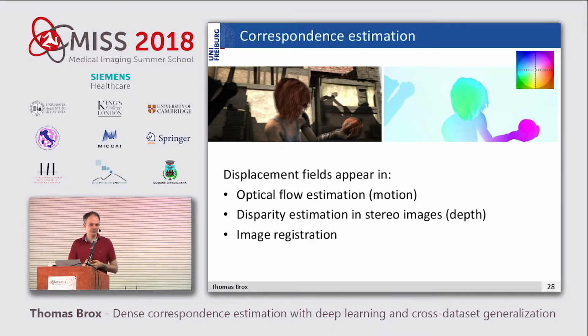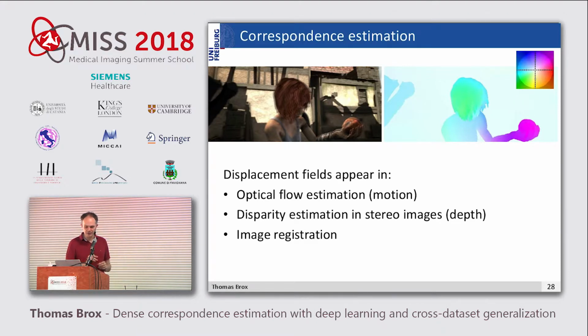This happens in optical flow estimation, that's motion. It happens in disparity estimation in stereo images, from which you can reconstruct depth. There you actually have a restriction because you only have to search along the epipolar line, so it's a 1D search problem. And you have it in image registration, where you have, for example, two images, the patient moved, and you want to compensate for the motion. Or you can even have two different imaging modalities and try to put them together. That's a little bit more complicated then, but I think it could also be done with similar architectures.